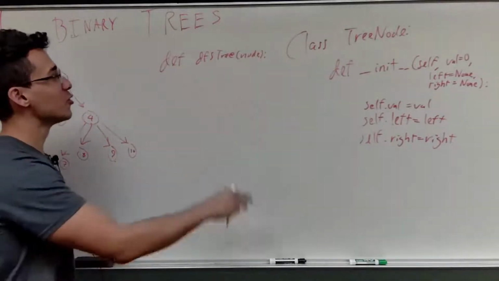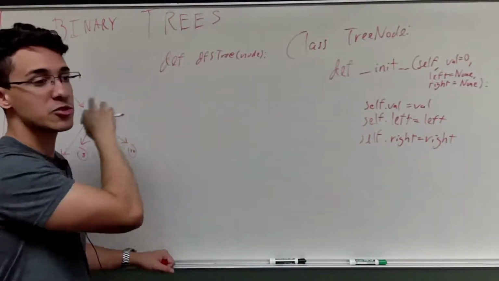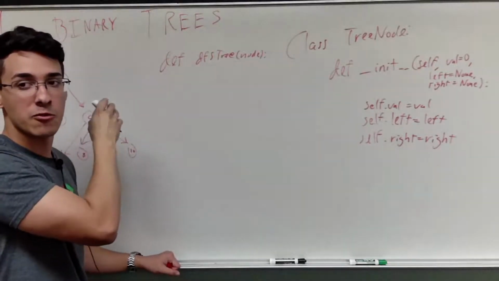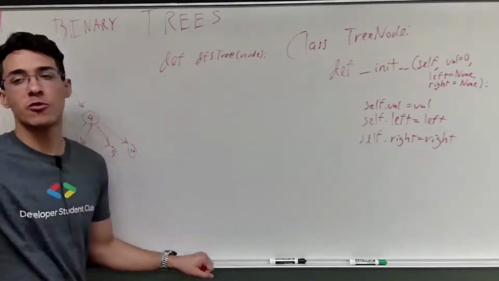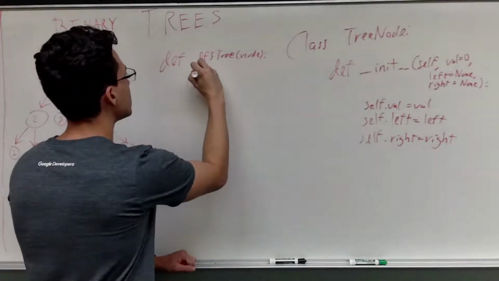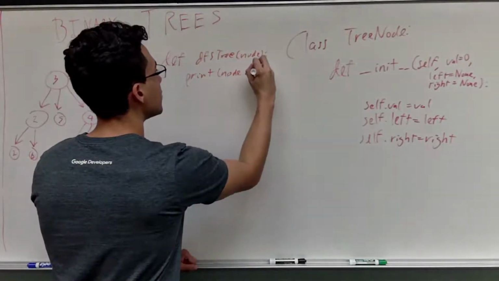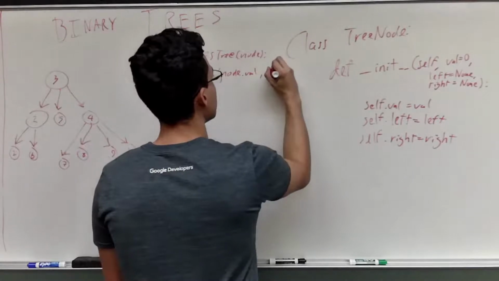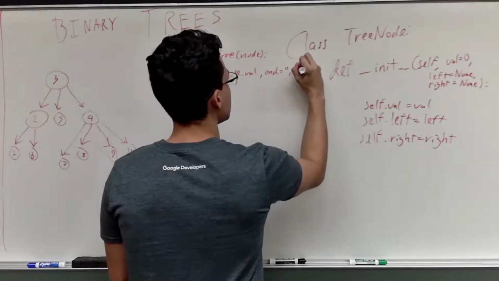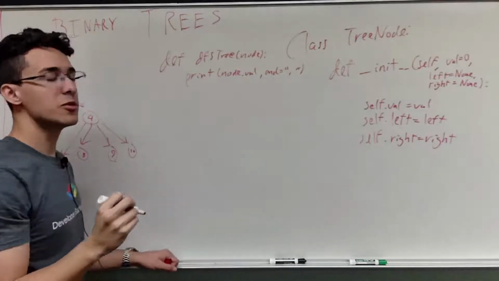No, I'm just kidding. So we're going to do pre-order DFS tree traversal. That means the root comes before the children. The parent comes before the children. So I will print the val, right?